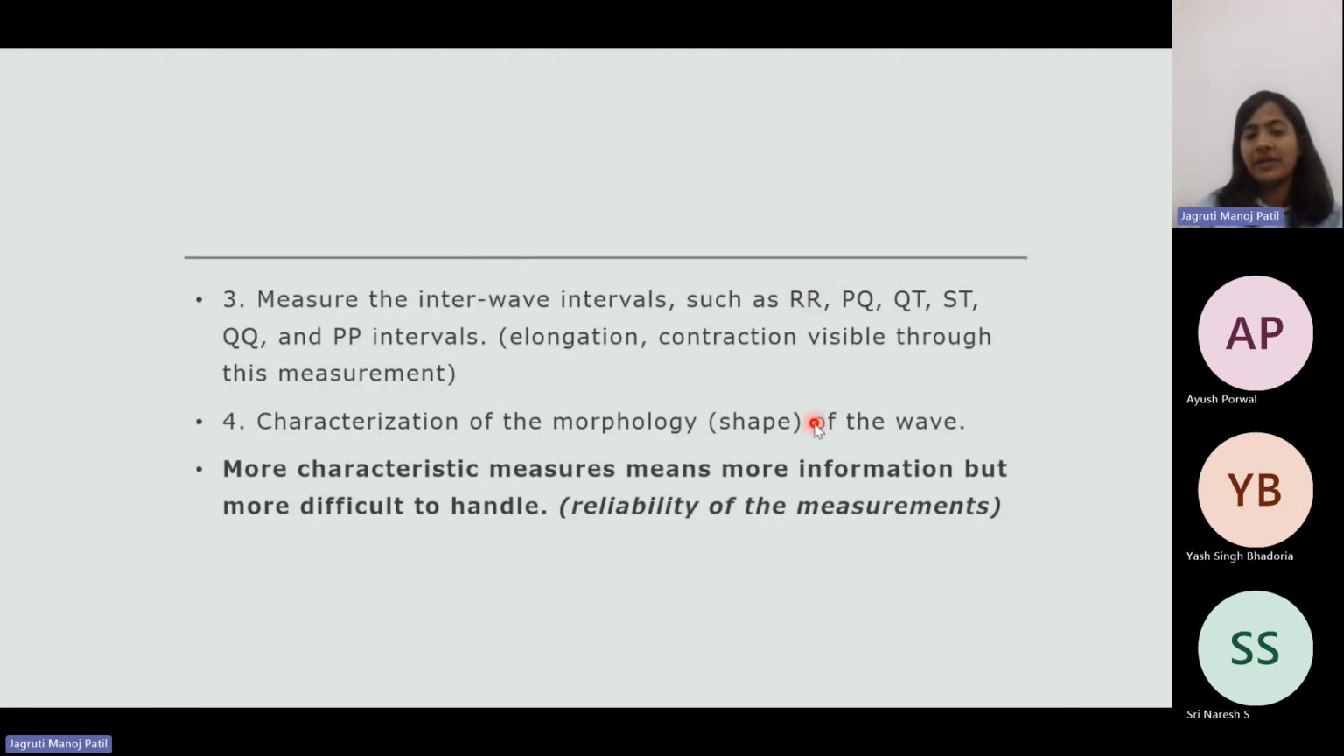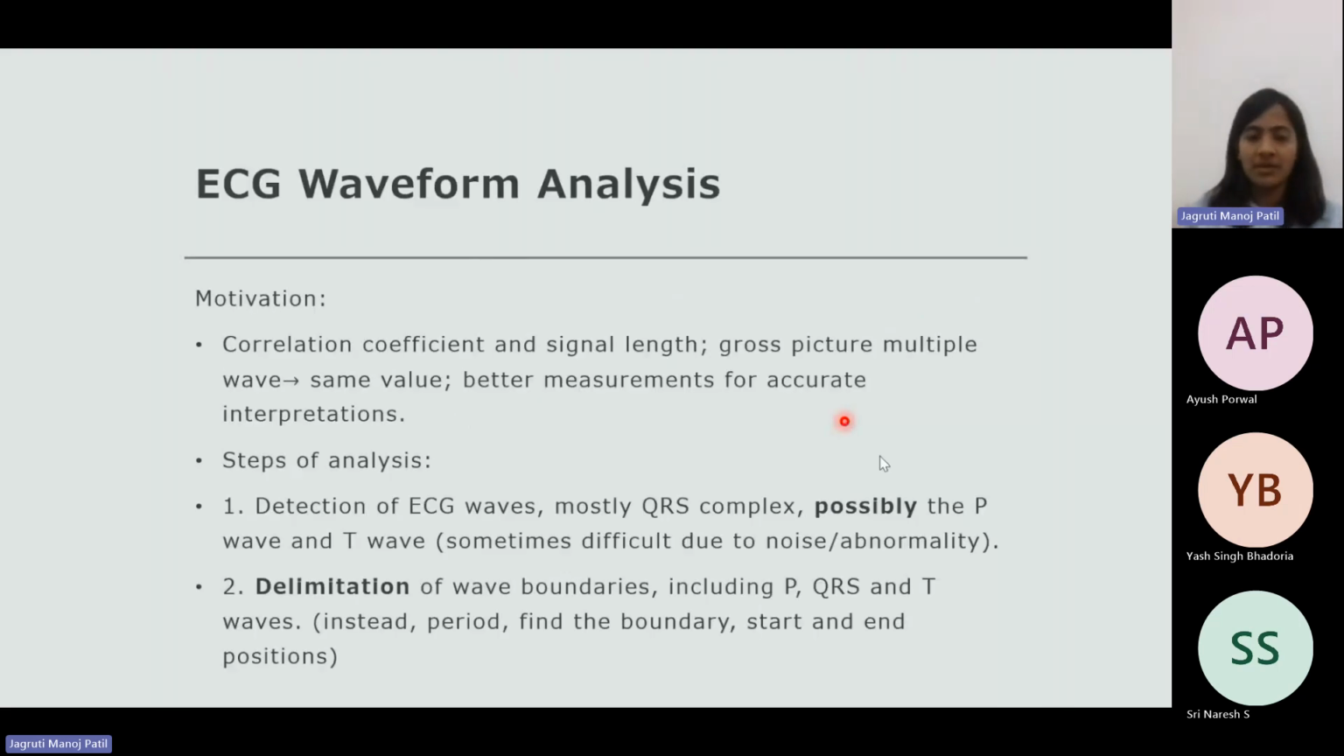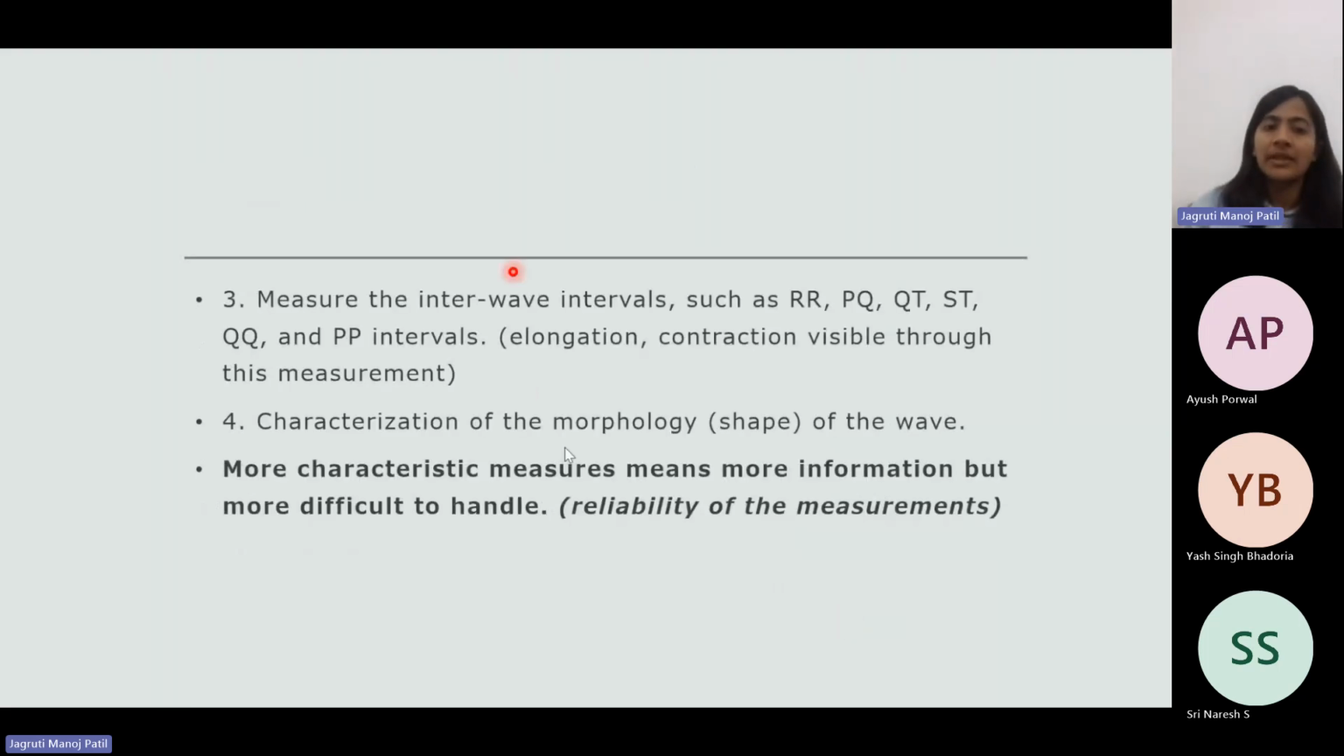So now here we saw some relative measurements. By getting the onset and offset values of these waves, by delimiting them, you got the interwave intervals, and you can also see the shape of the waves. But more characteristics means more information, and more information is even more difficult to handle. Now the issue of reliability of the measurements comes into place. How do you know which particular parameter gives physical significance of the particular property of interest that you are trying to look into?